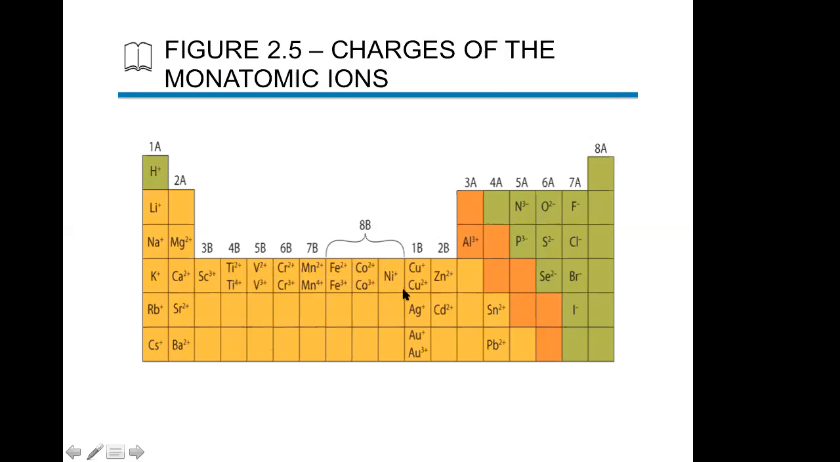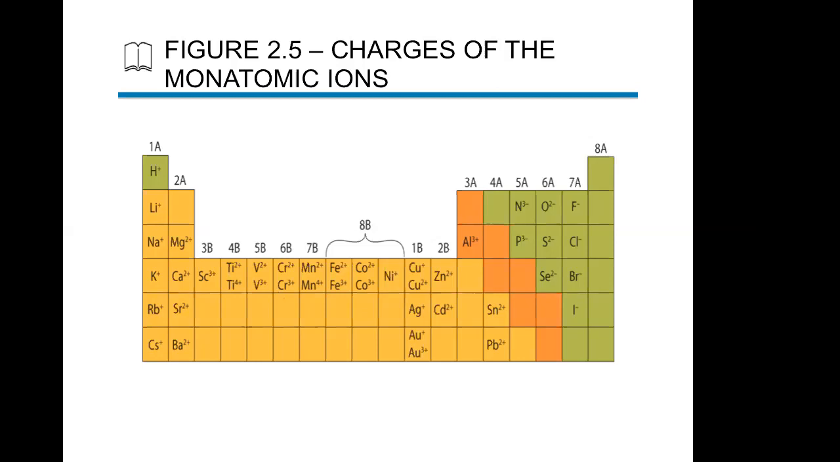But this is one of the reasons why we leave transition metals out of a lot of discussions of these things. But what that's going to mean is that when we name a compound, we can't just say, oh, it's titanium chloride or it's chromium oxide, because it has different charges.